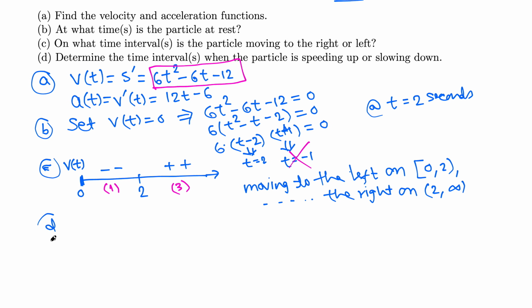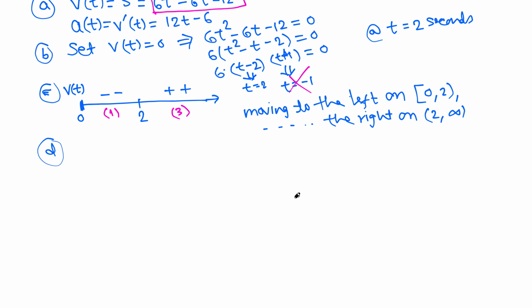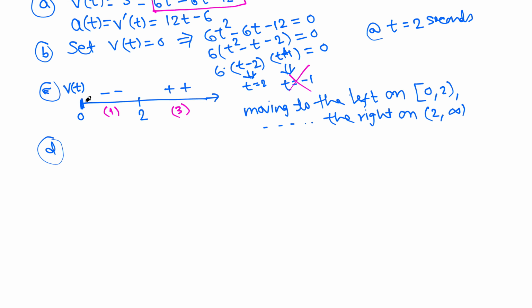Part D, determine the time intervals when the particle is speeding up or slowing down. Speeding up and slowing down depends on the signs of velocity and acceleration. So we need to have two graphs for velocity and acceleration. This is already the velocity thing here, so let me copy that here.